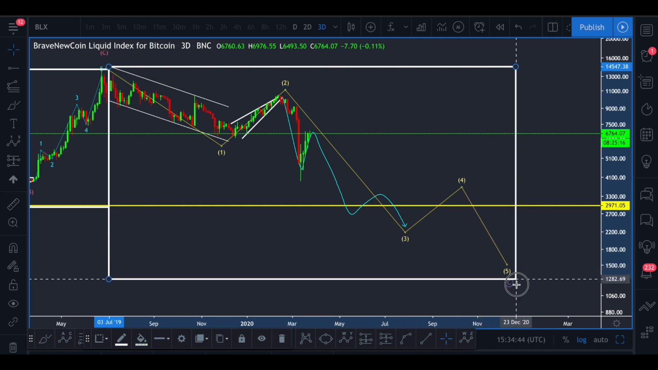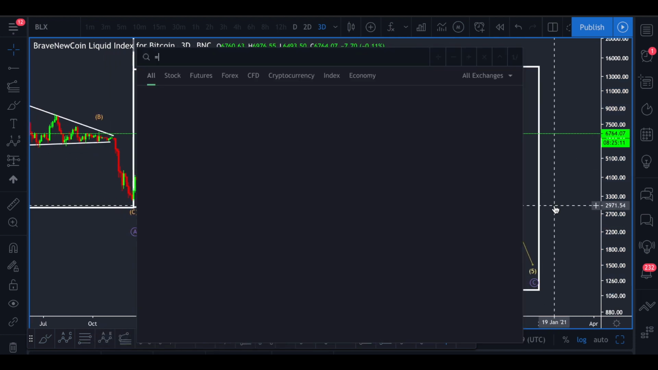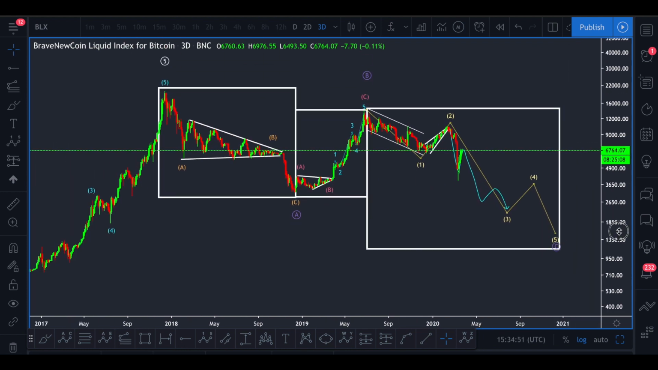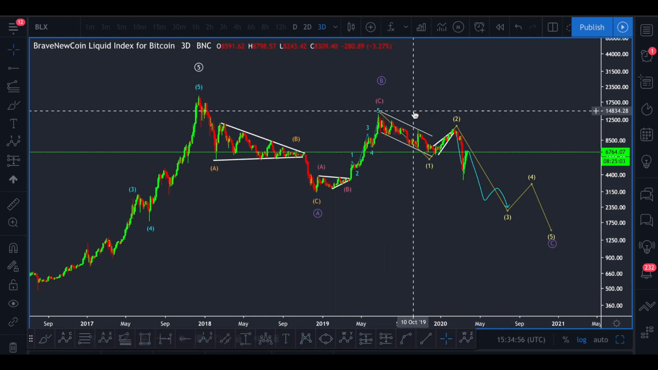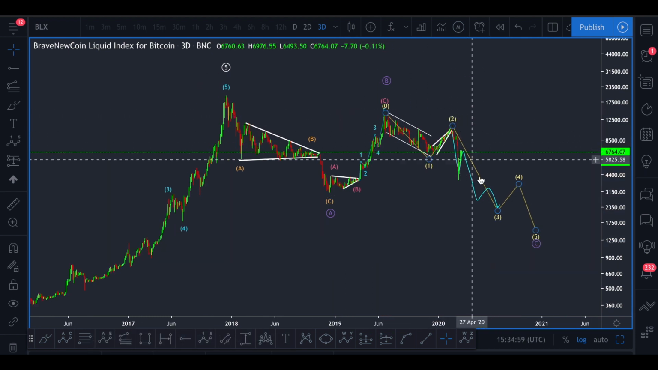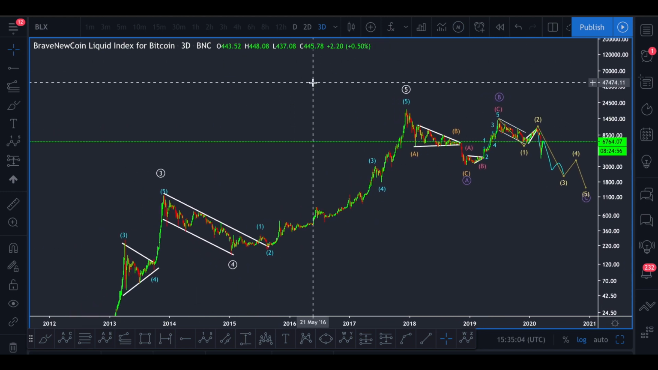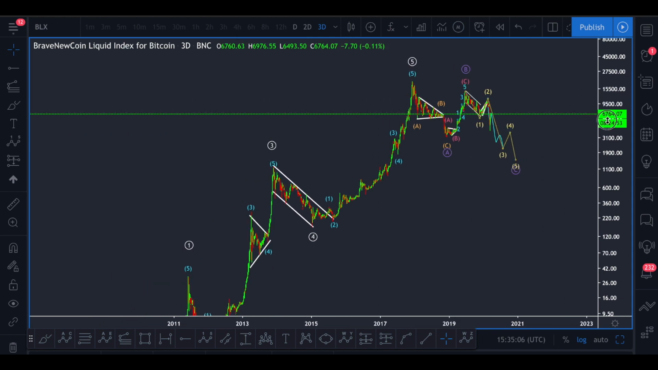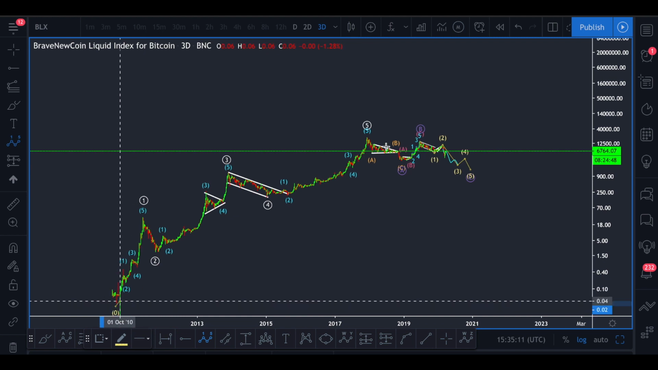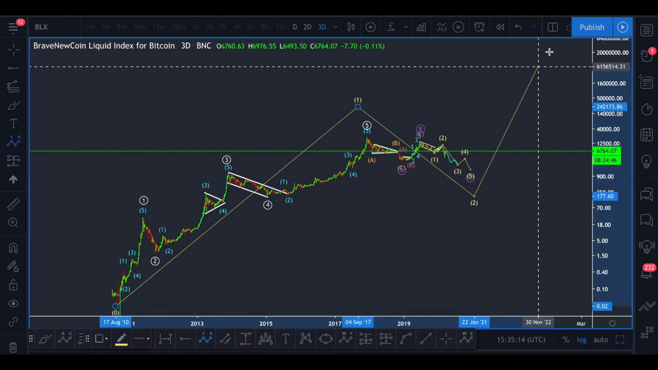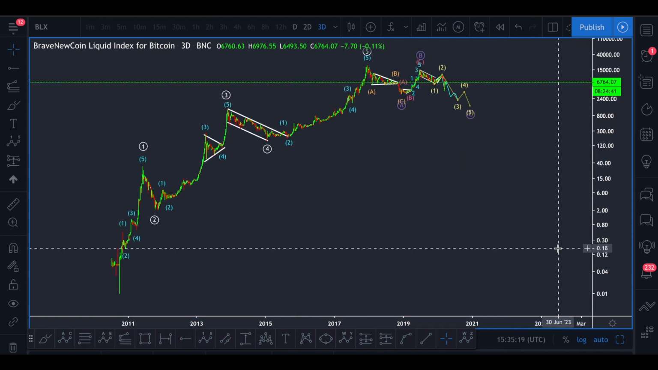This is my main count here. But I was showing you guys how it's possible that we could be doing it a different way. This is the main count. A done, B done, C in the works, and most likely 3 of C in the works. And that 3 of C translates into a large degree 2 once it's completed. So I'll show you guys 1, 2, and then we'll continue up to 3, 4, and 5, wherever that ends up taking us. But until then, that's the end of this video, guys.